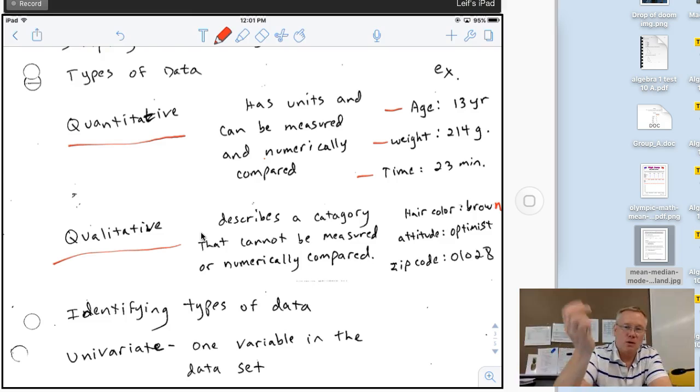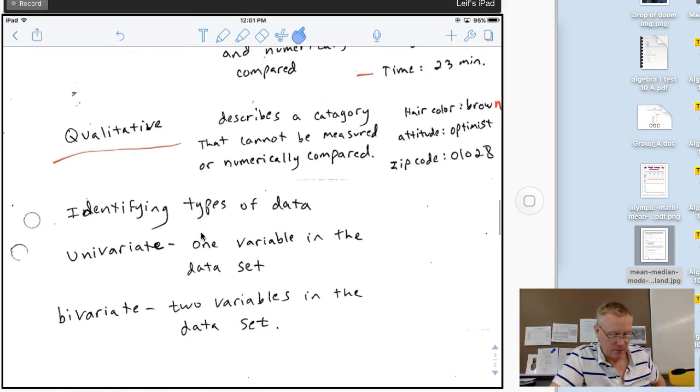You can't say that 01028, which is the zip code for East Longmeadow, is bigger than 01060, which is the zip code for Northampton, for example. The only thing that you might be able to determine from them is that they might be close to each other because they both start with 010. So they can't be numerically compared, and that's a big difference there, okay? Most of the time, if it's got numbers, usually it's going towards quantitative, but there are exceptions, and that certainly is one of them.